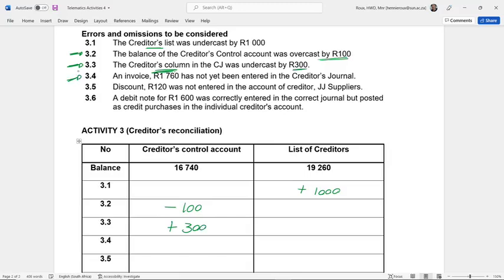3.4, an invoice has not yet been entered in the CJ. Oh, this is a nice one. Not entered at all. I don't even have to think. It influences both. Invoice means I bought on credit. That means our creditors must increase. It will increase the control account as well as the list.